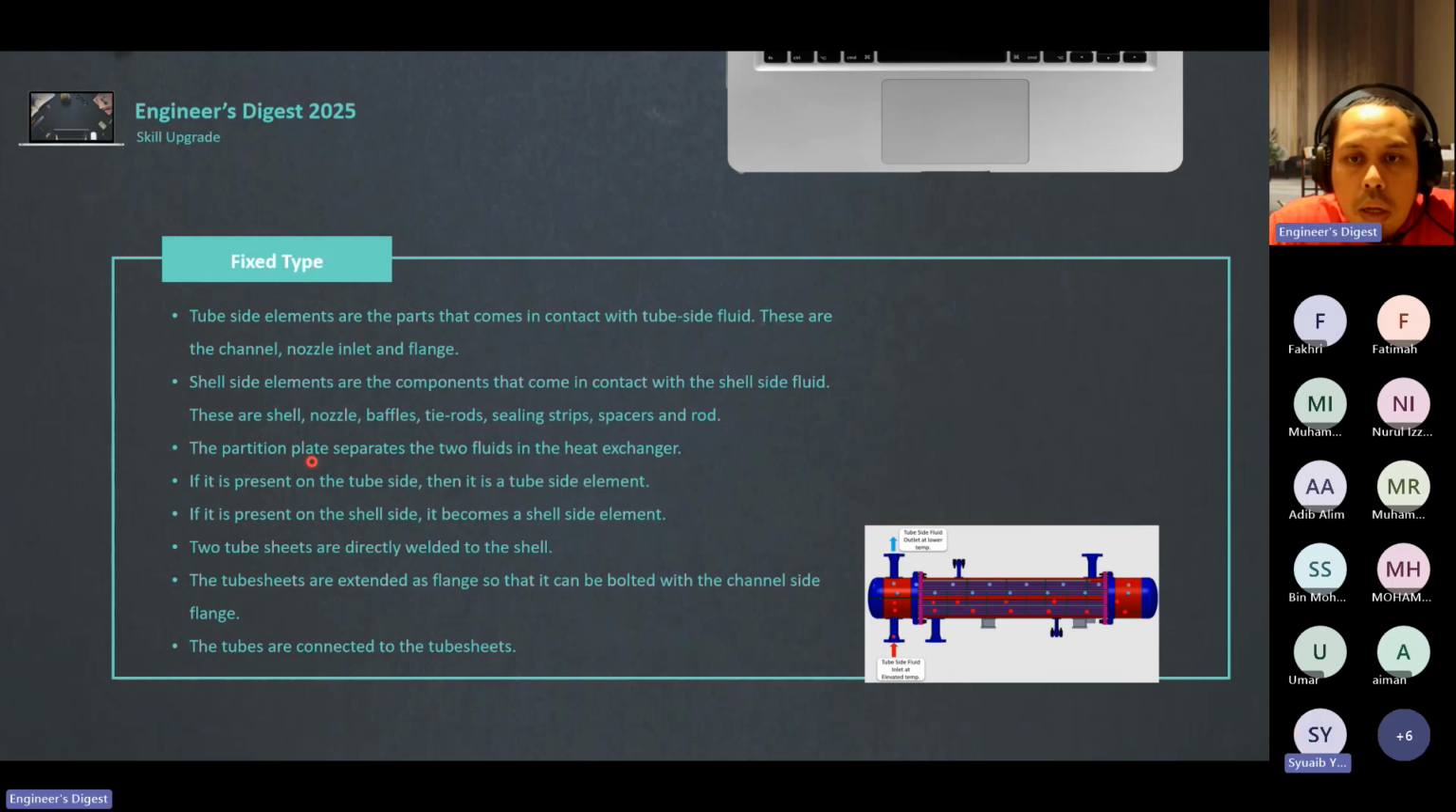I guess it's really good that Fatima highlighted in the chat box on the baffle plate that its function is to create a turbulent flow rather than a laminar flow. It's a really good point to be highlighted. Thank you, Fatima.